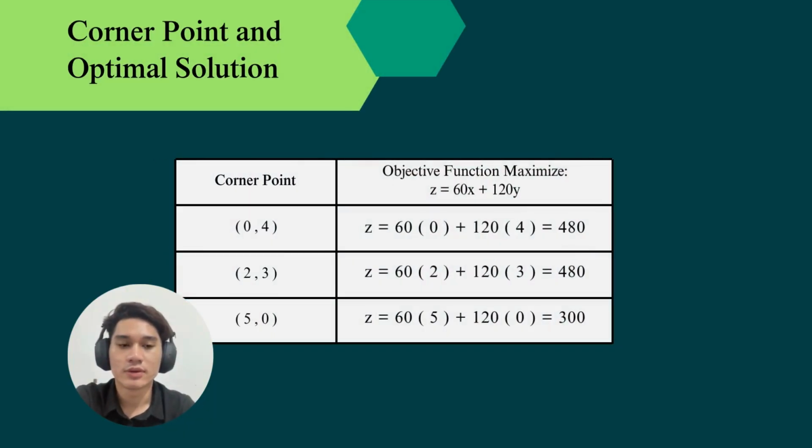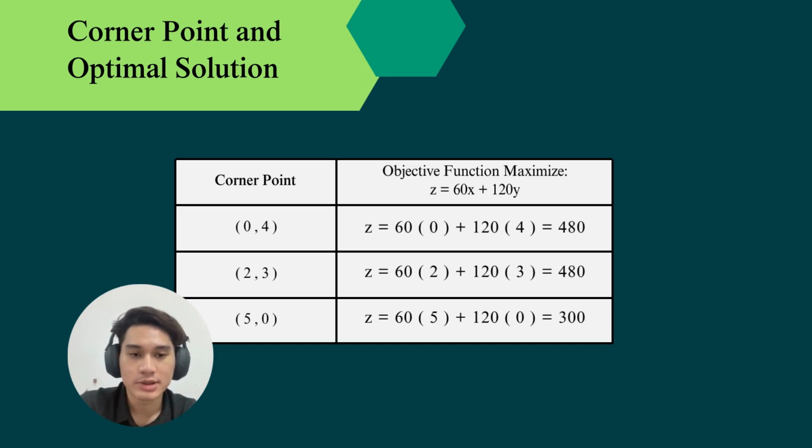Okay, so for the next slide, which is corner point and optimal solution. Next, we look at the possible corner points for our feasible region and calculate the objective function at each point. Our objective is to maximize the revenue given by the function.